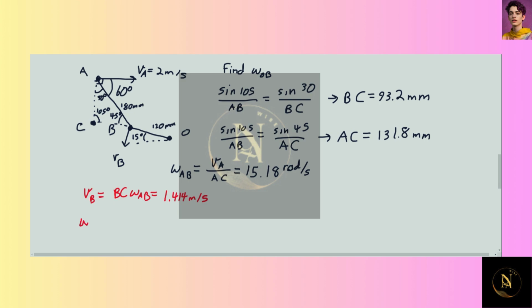Then finally, we can find our angular velocity as the velocity of B over the length OB. So once we know what this VB is, which we got from our length BC, we can use our length OB to figure out what our angular velocity is over here for OB. And we end up with an angular velocity of 11.79 radians per second. And this will be in the counterclockwise direction going around O.